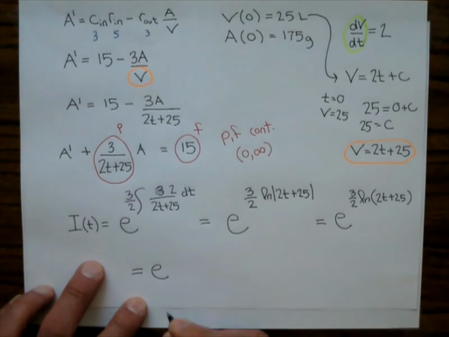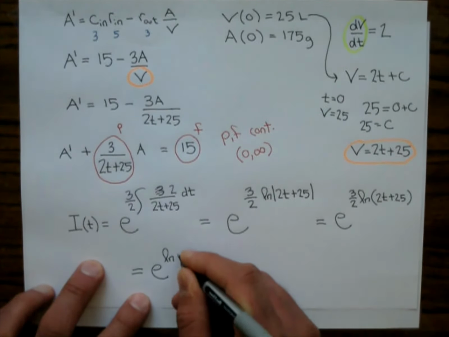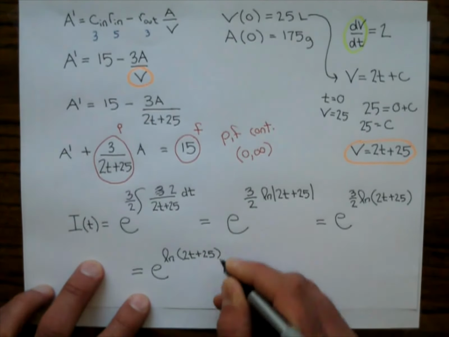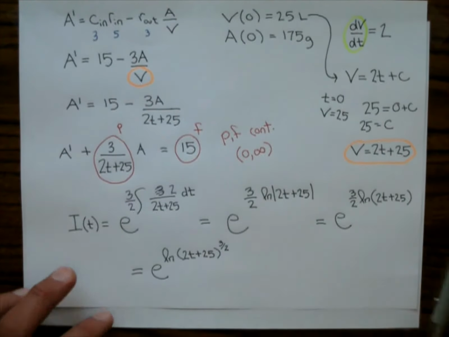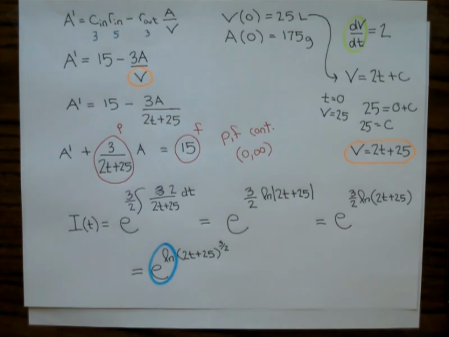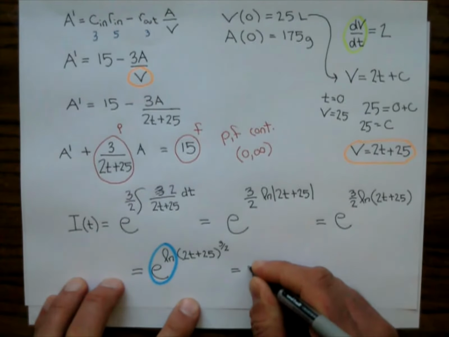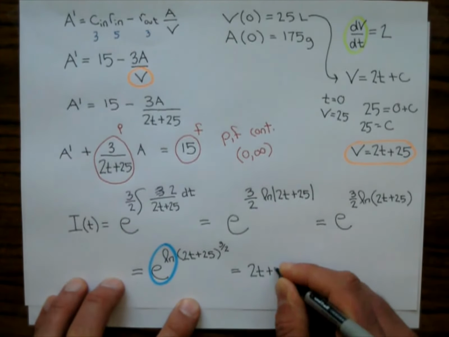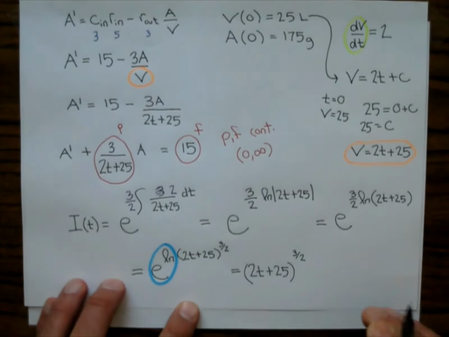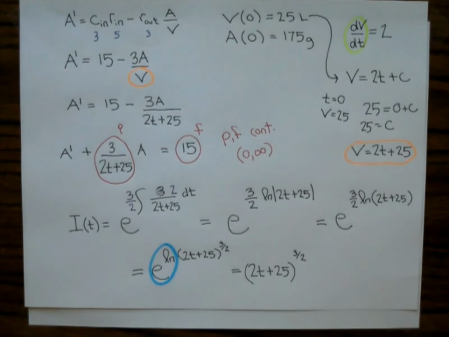So now I have e raised to the ln of 2t plus 25 raised to the 3/2 power. Now, one of the funnest properties of logarithms, this is so fun, that pops, and we have our integrating factor: 2t plus 25 raised to the 3/2 power. So there it is. That is not the end of the problem.